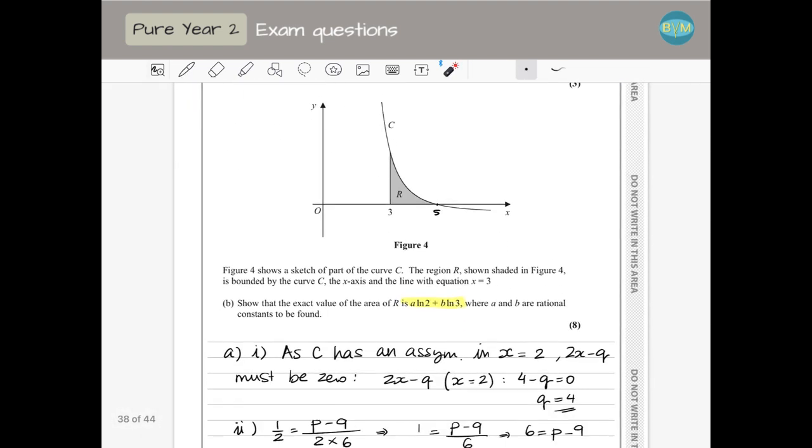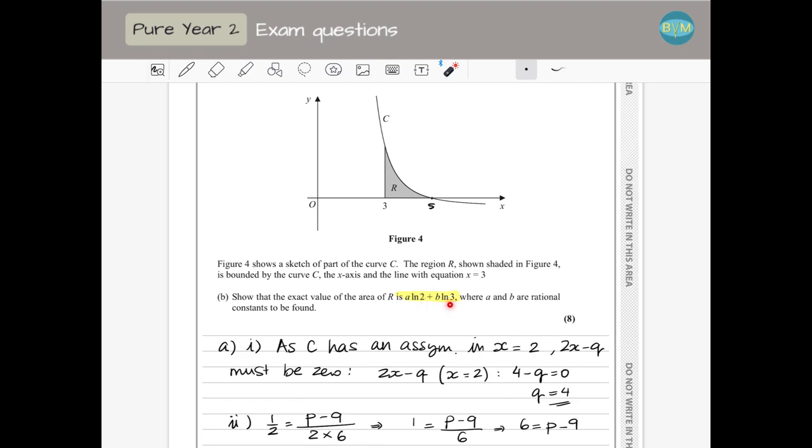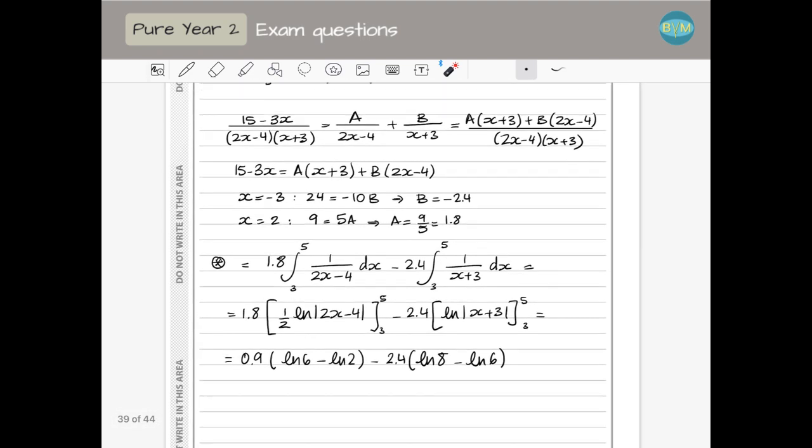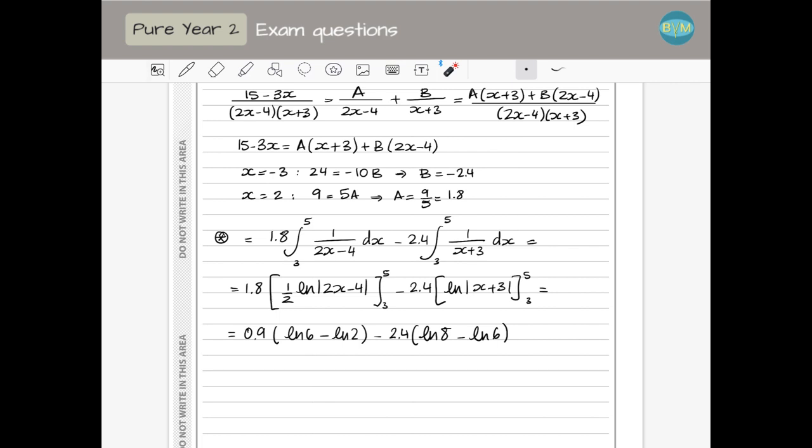And we need to write the expression as ln 2 and ln 3. All these numbers can be written in terms of ln 2 and ln 3. So I have ln 2 here, because I know that 8 is 2 to the power of 3. So ln 8 is the same as this expression here, which is 3 times ln 2, just using the properties of the logs, and the same with ln 6.